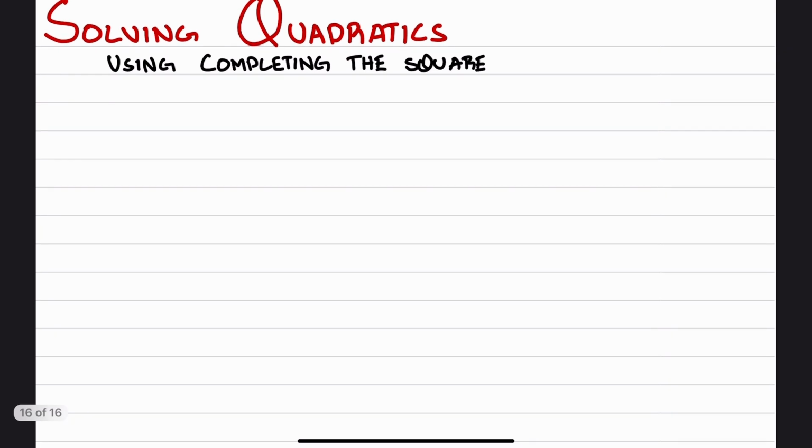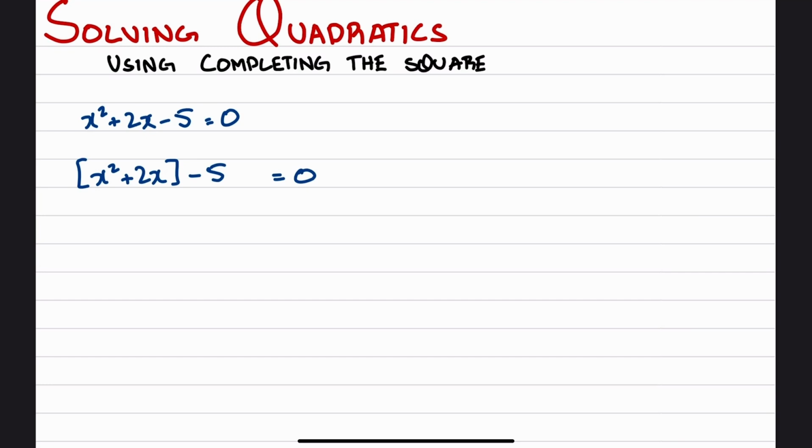So the first question I have is x squared plus 2x minus 5 equals 0. Now the first step to completing the square, since we're solving it, is to isolate the x terms in square brackets. So [x squared plus 2x] minus 5 equals 0.